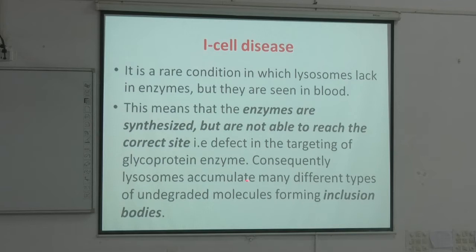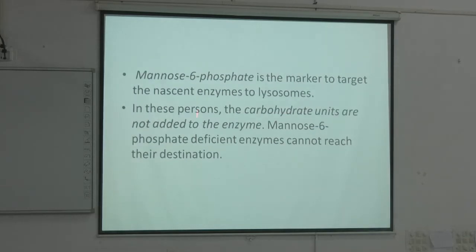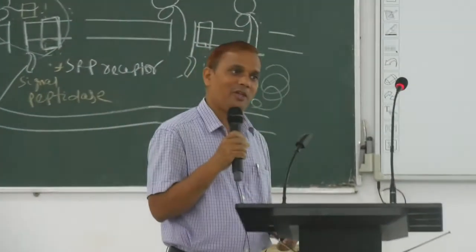The lysosomes accumulate many different types of undegraded molecules. Undegraded molecules will be more and more accumulated inside the lysosome, and these are inclusion bodies. The example we can take is mannose 6-phosphate. It is the marker to target the nascent enzyme to lysosomes. In these persons, the carbohydrate units are not added to the enzyme. I told you, glycoprotein means a protein with oligosaccharide units bound to the protein.